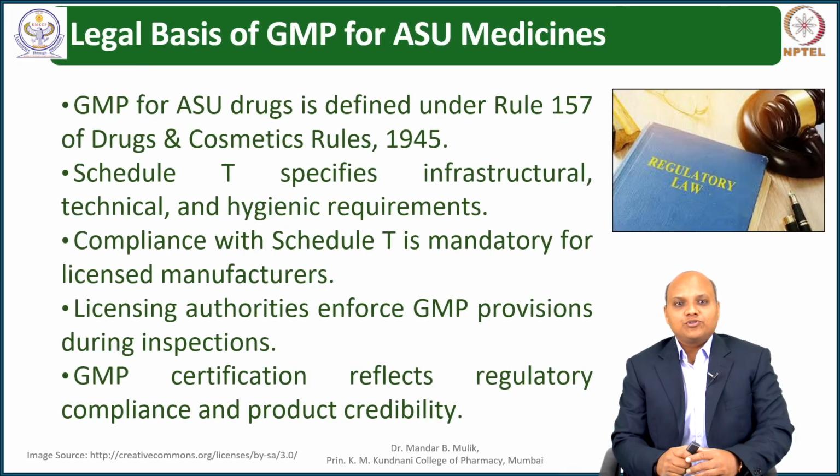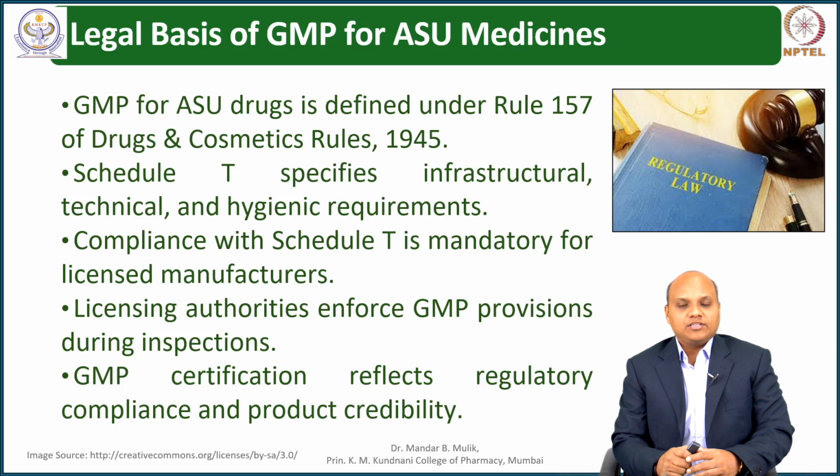GMP for ASU drugs is defined under Rule 157 of the Drugs and Cosmetics Rules, 1945. Schedule T specifies infrastructural, technical and hygienic requirements for the workers. Compliance with Schedule T is mandatory for licensed manufacturers.